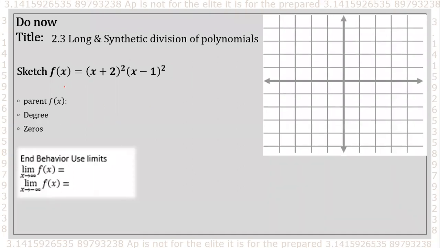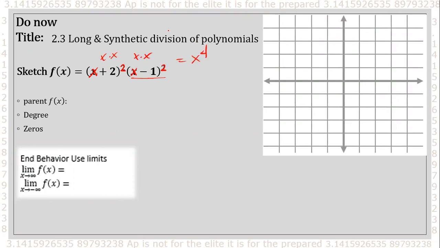So I see f of x is (x plus 2) squared, and I have all of this (x minus 1) squared. So the first thing I'm going to go ahead and do is I need to know how the end behavior is going to look like, and that refers to the parent function. So the parent function here, I see that this x has an exponent of 2, and this x has an exponent of 2. So ideally, I should have x times x, and then here I have x times x. So I have a power function, a parent function of x squared.